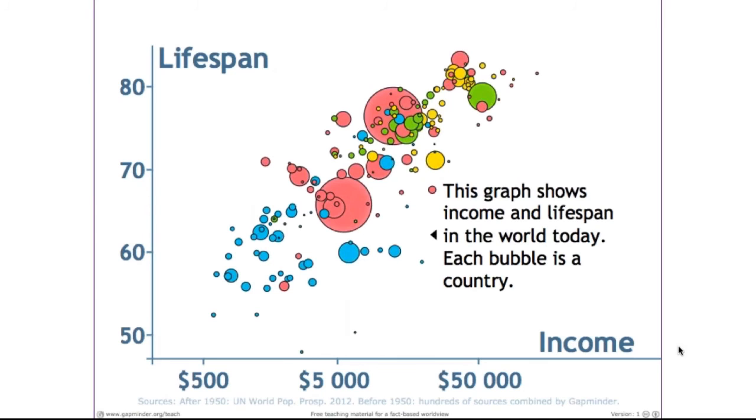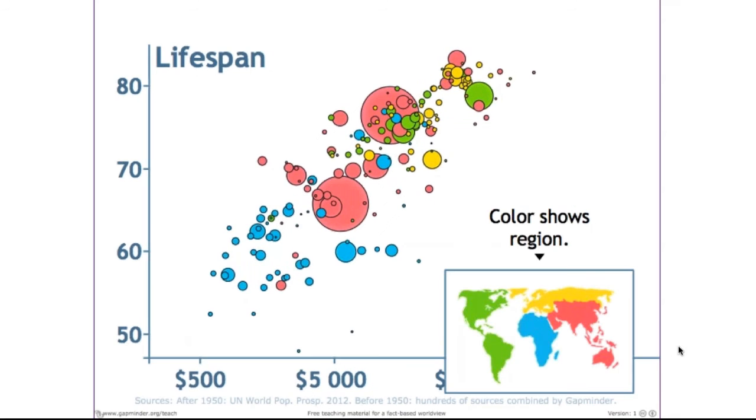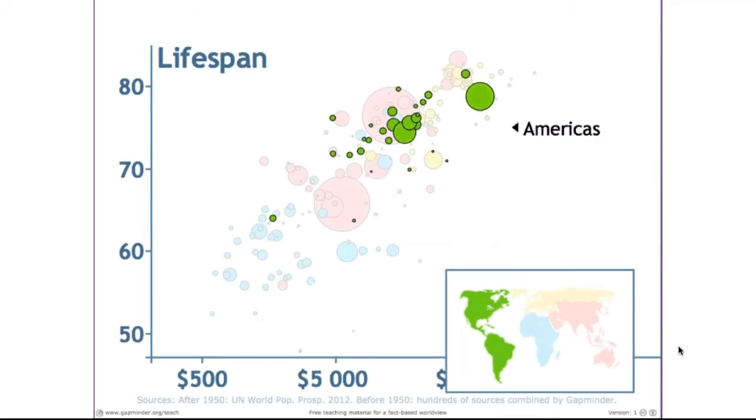So this is the lifespan up the left-hand side. We've got income along the bottom. The graph shows income and lifespan. In the world today, each bubble is a country. Color region tells us that the greens are the Americas and the blues are Africa and so on. We can do exactly the same thing with brands' strengths, the number of people who like a brand, affiliation, concepts over time. We can use the Gapminder methodology to help you look at and visualize information.